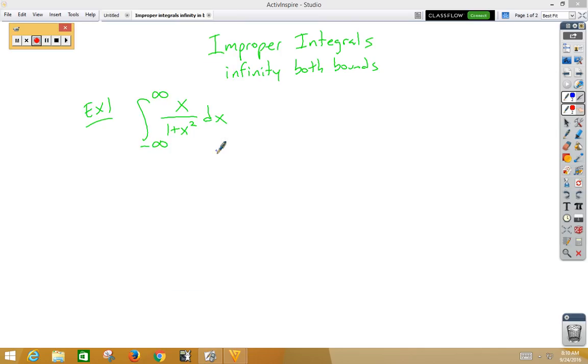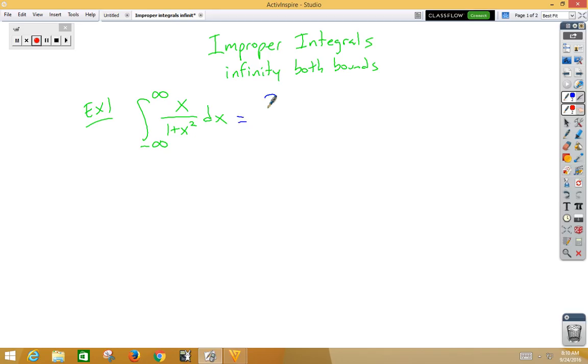In this video, we're doing improper integrals with an infinity in both bounds. So in this case, what we need to do is pick a convenient x value between negative infinity and positive infinity to split this thing up into two integrals. And usually the best one for that is choosing x is 0.